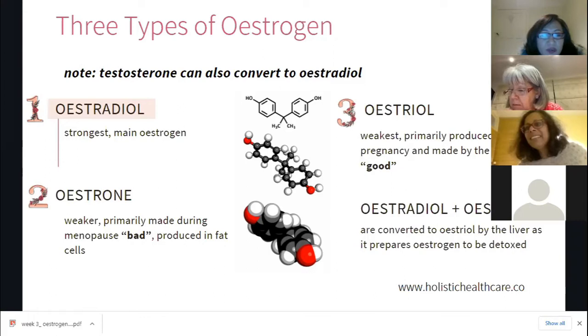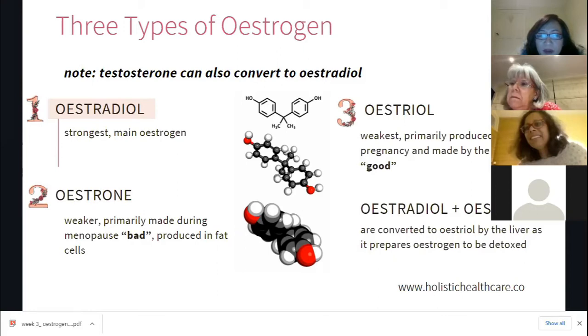It's also linked with all these estrogen dominant conditions that we tend to see. It's the one that's often linked with cancer and is pro-carcinogenic. And then we've got estrone, which is the weaker sister of estradiol, but it's still considered the bad estrogen. That's primarily made during menopause, and it can be produced in fat cells. And then we've got estriol, that's the weakest, and that's made during pregnancy, and it's considered the good estrogen.